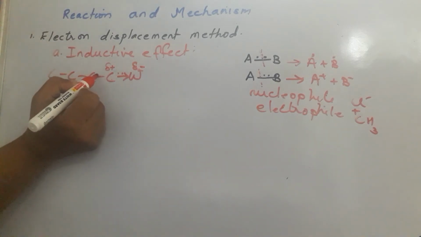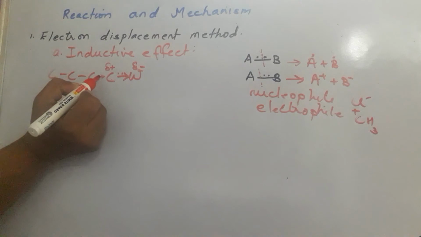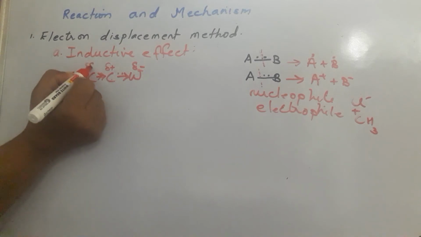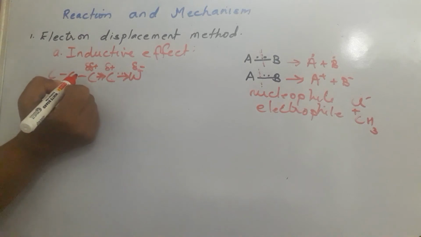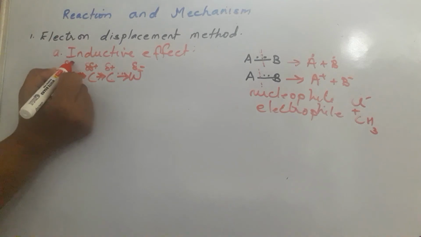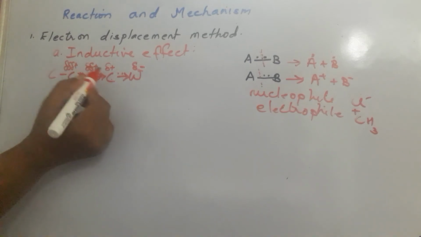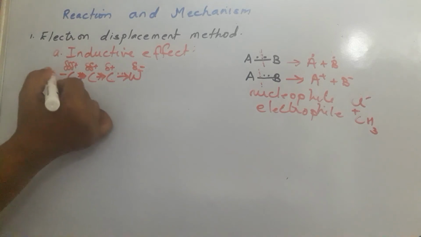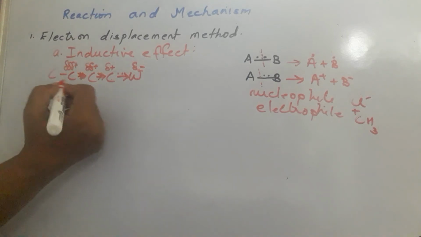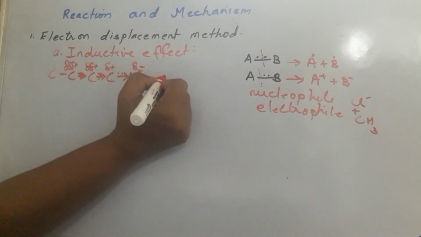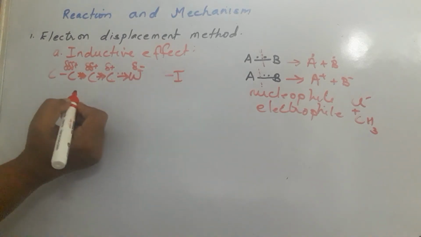This in turn attracts the shared pair of electrons towards the first carbon. So there will be a slight displacement of sigma electrons here and the second carbon develops a slight positive charge, and this goes on, with displacement of sigma electrons continuing and a partial positive charge developing again. The magnitude of the partial positive charge continuously decreases, and after the third carbon it becomes negligible. This type of inductive effect is called minus I effect.